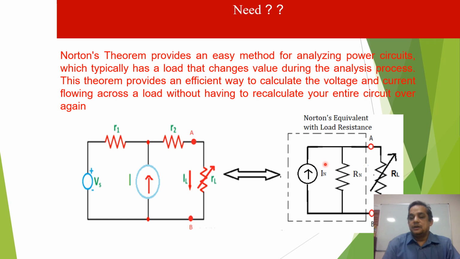We know the current division rule in any two parallel branches. So we calculate the value for RL. We know that the formula is that if we want to calculate the flow of current in RL, then IL is equal to RN into IN upon RN plus RL.